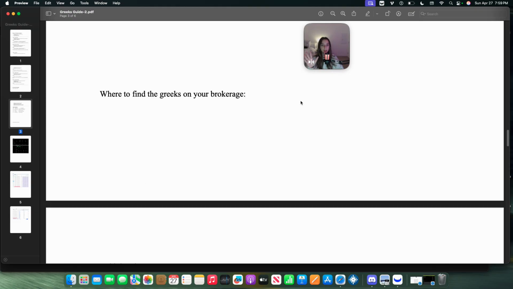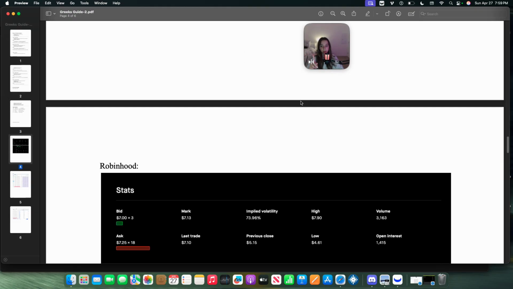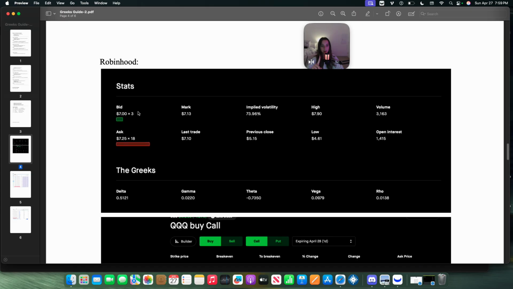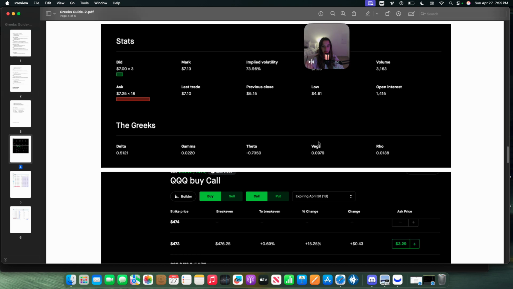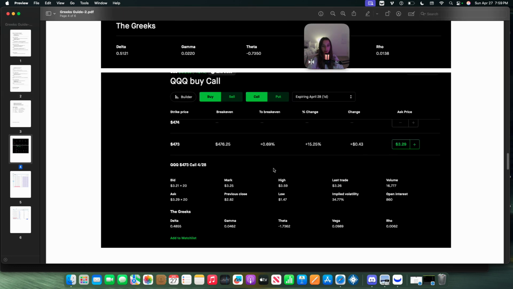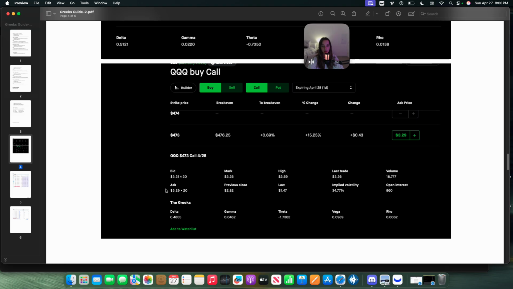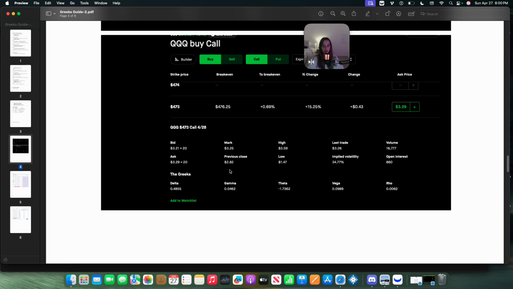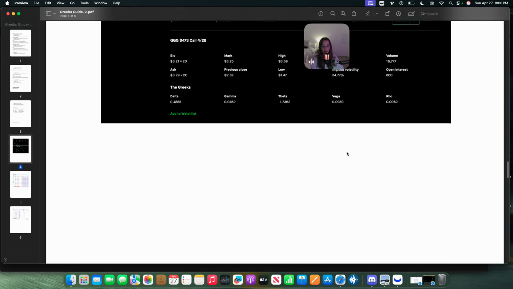And then, where to find the Greeks on your brokerage. This is really important. Robinhood. If you literally just click on, or if you have already bought a contract and you scroll down, this is a contract I bought and took a screenshot from. You scroll down, then you can see all the Greeks right here, and then just the stats. And before you buy, if you just click on the contract, it'll show you exactly the Greeks, and again, all the important stuff.